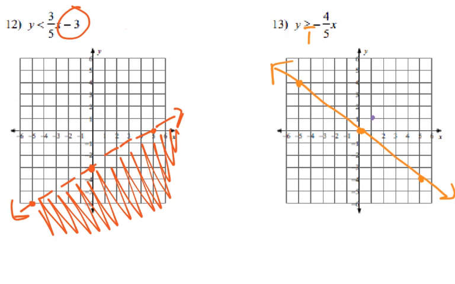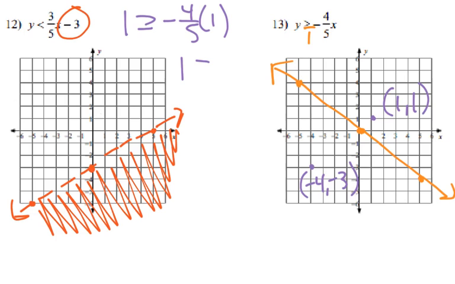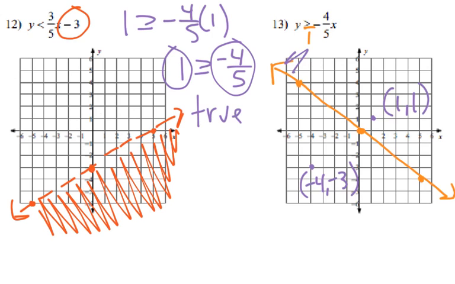I'm going to pick two, just to show you an example of when it works and when it doesn't. So let's pick 1, 1 and -4, -3. Pick 1, 1 first. 1 for y, 1 for x. 1 times -4/5, so 1 is greater than or equal to -4/5. Is a positive always greater than a negative? Yes. So that's true, so we should say shade this side, right?